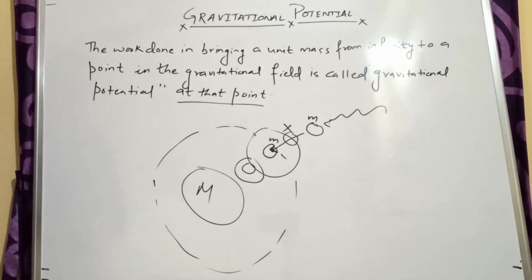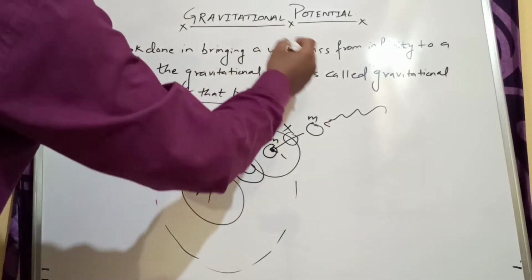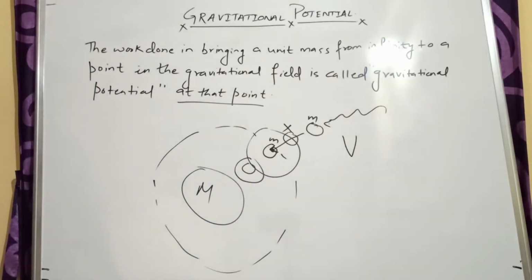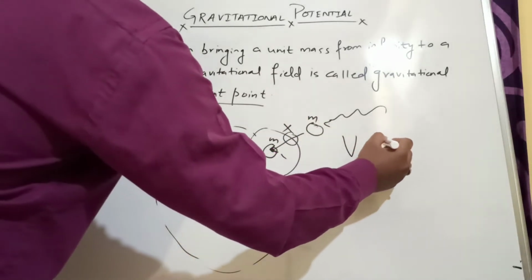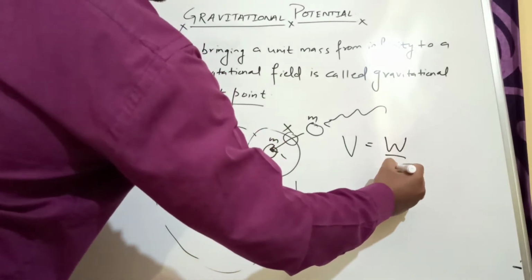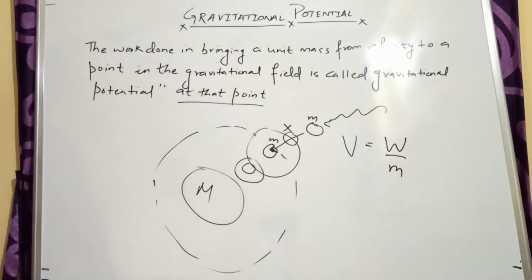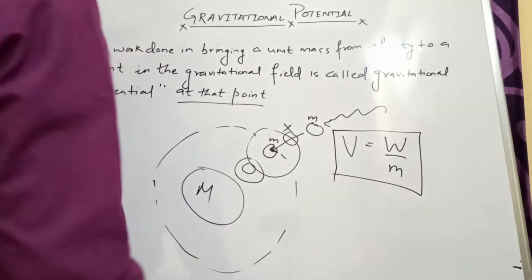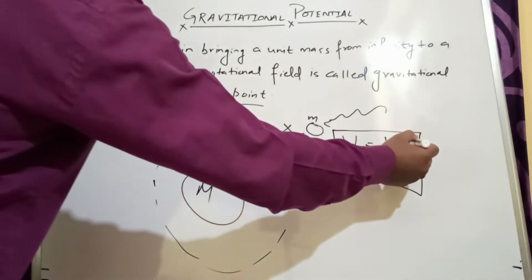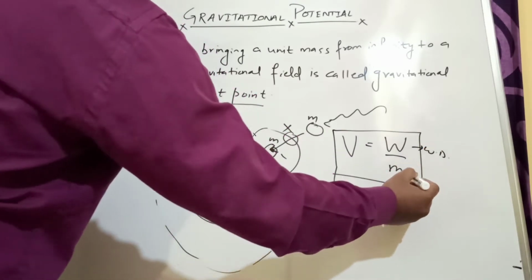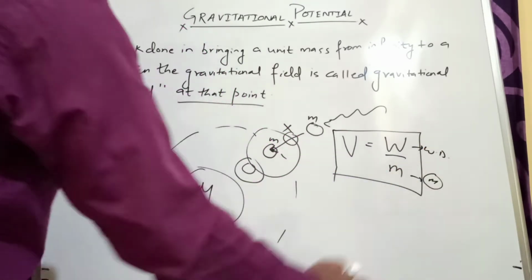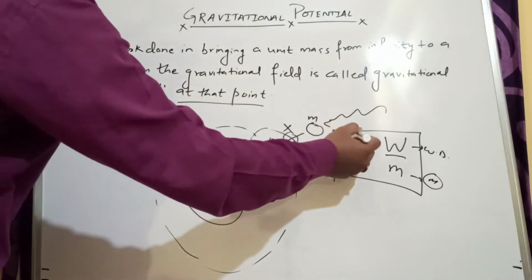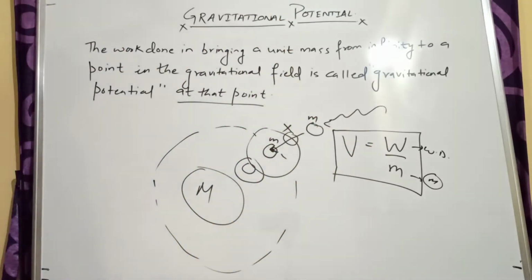Now, gravitational potential is generally denoted by V. Alright, so V is given by W upon M. This is the formula for calculating gravitational potential, where W is your work done and M is your mass, which we are bringing from infinity to a reference point, and V is your gravitational potential.